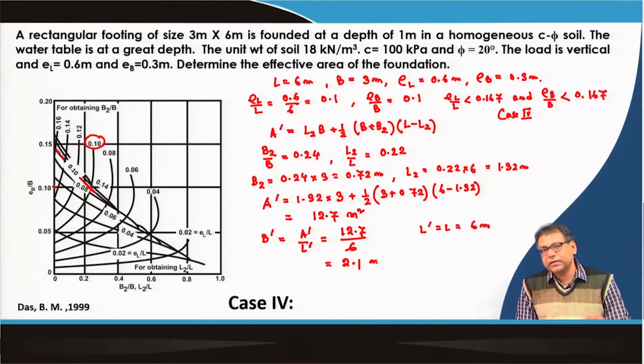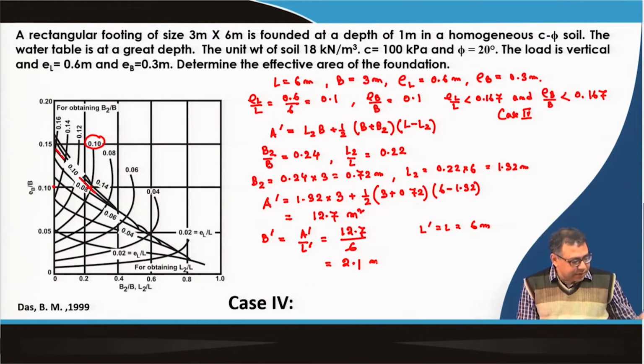So, now I have discussed the one way eccentricity and which equation you should use for one way eccentricity, and then I have discussed the two ways eccentricity also, and then I have discussed 4 cases, and how to calculate the effective length and width and the area for the 4 cases, and then how we can use those effective width and length to determine the bearing capacity.